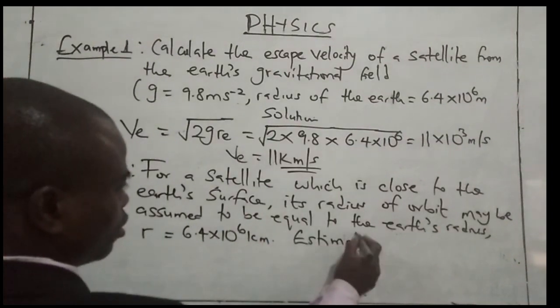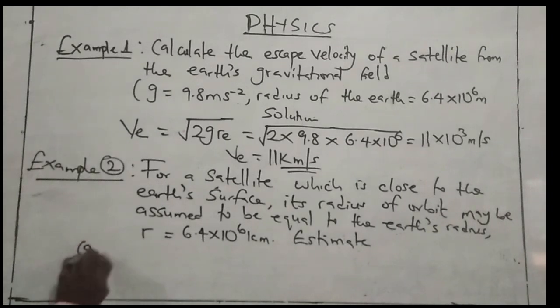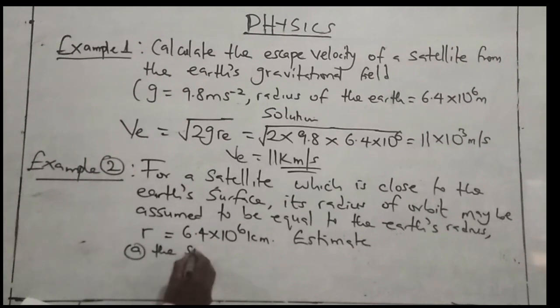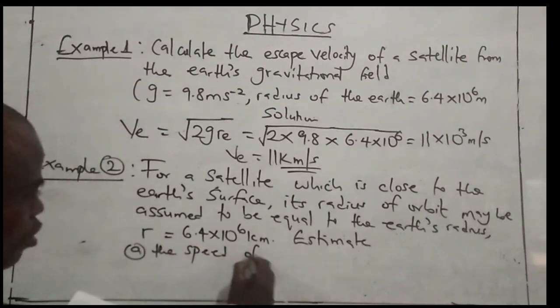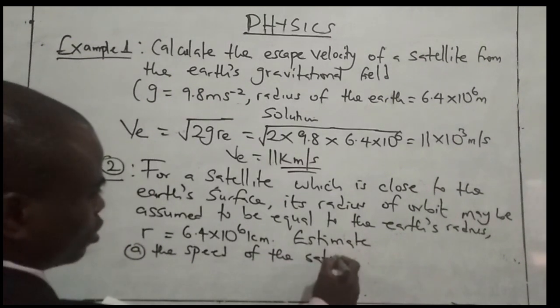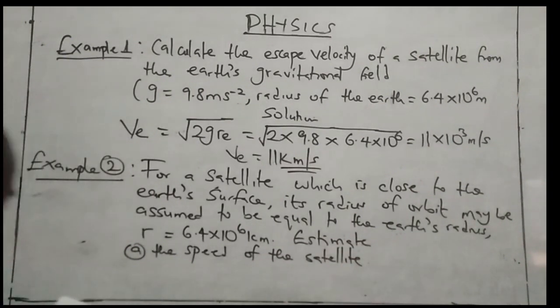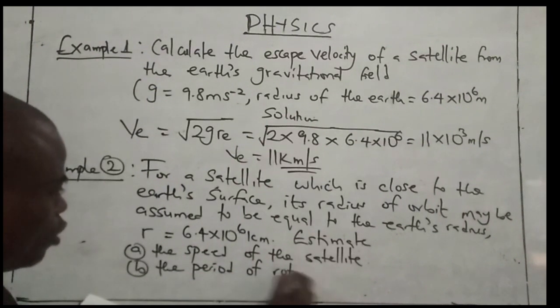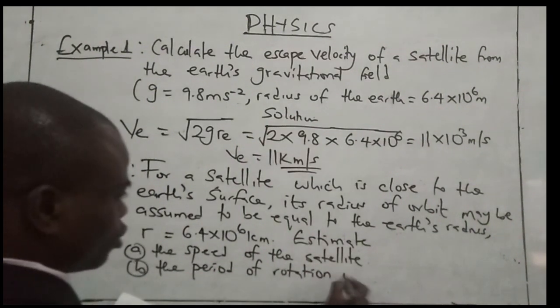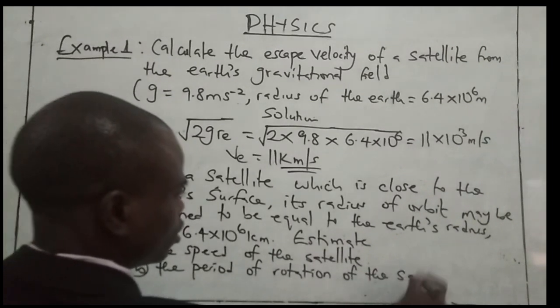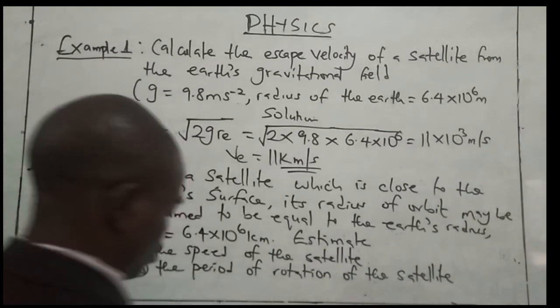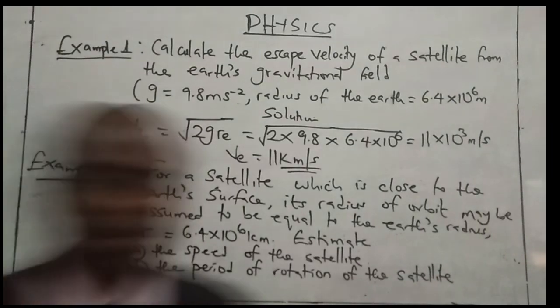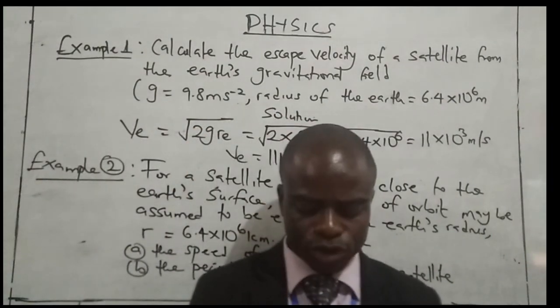Estimate A, the speed of the satellite. B, the period of rotation of the satellite. This is the question. We're going to go into the solution of the problem.